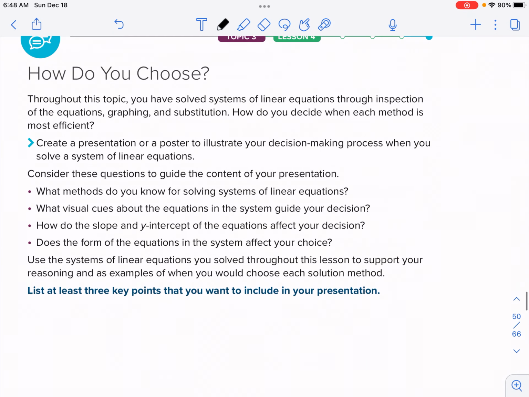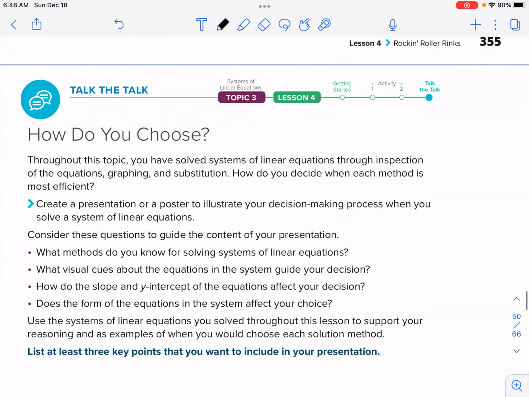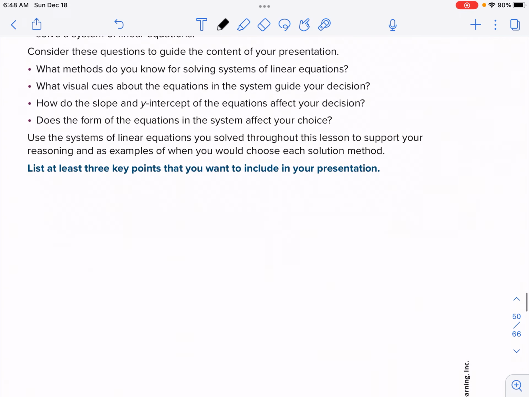We're just going to do this real quickly here. On the next page, 356, on Talk the Talk, it says, how do you choose? Right? How do you know which method to use? Let's put graphing here and substitution here.